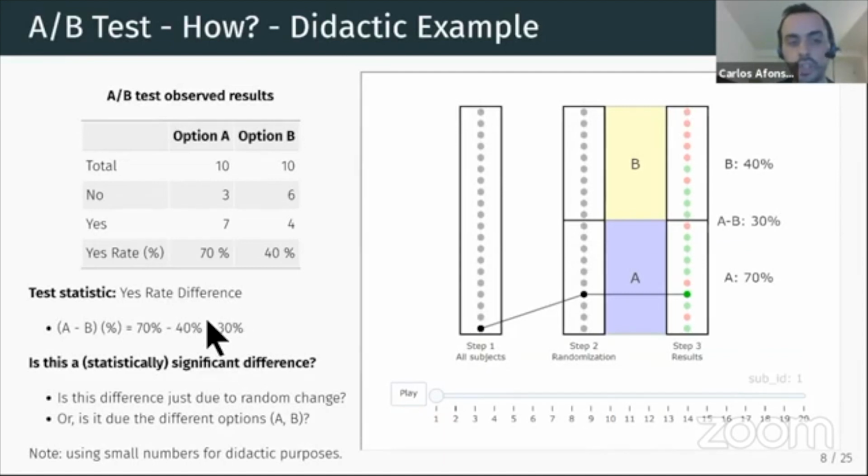Now we want to know if this 30% is statistically significant or not. And we want to know if that difference, if this 30% difference could be due just to random chance, or is actually due to a real difference between the options A and B. Okay? Again, in this example, we'll be using small and round numbers, so that everyone can follow along and you can do the math in your head as we go along.